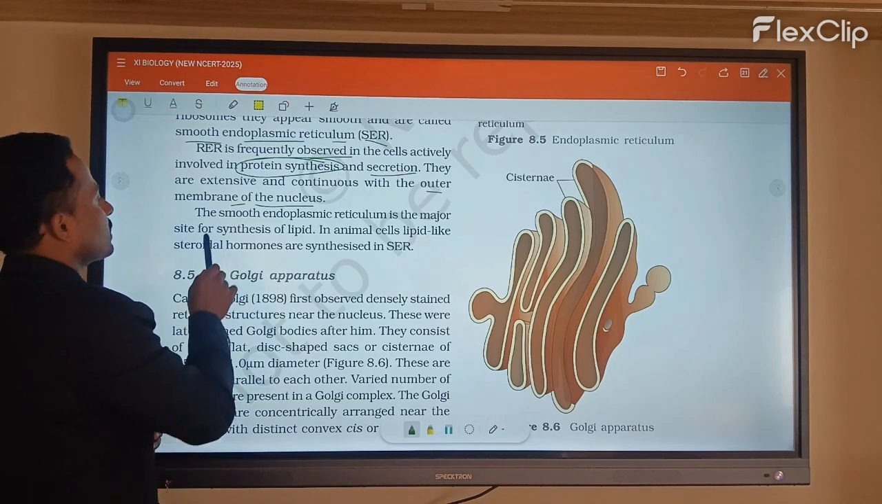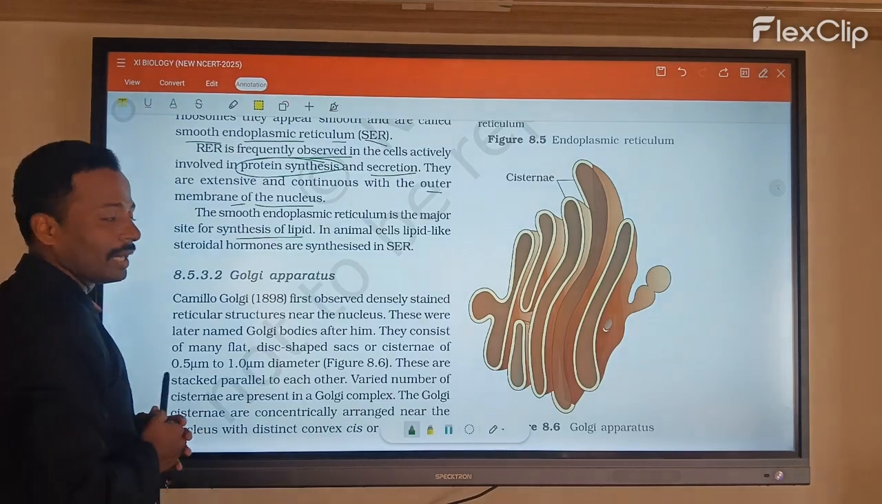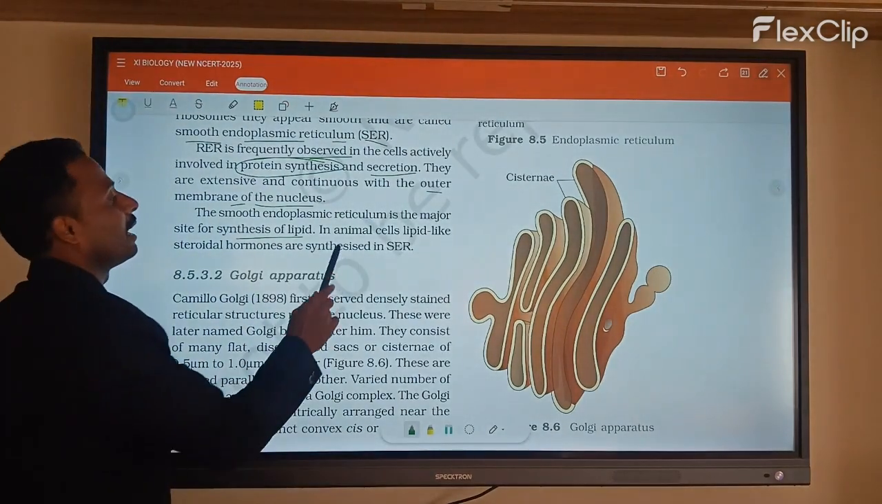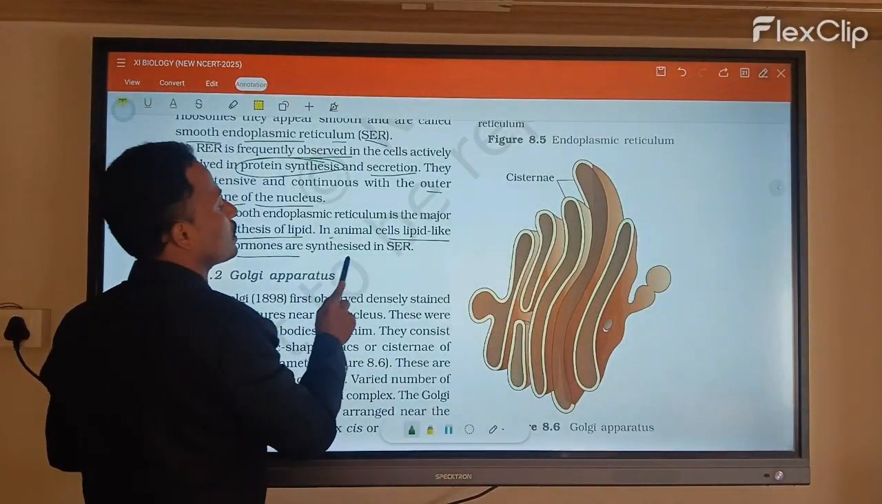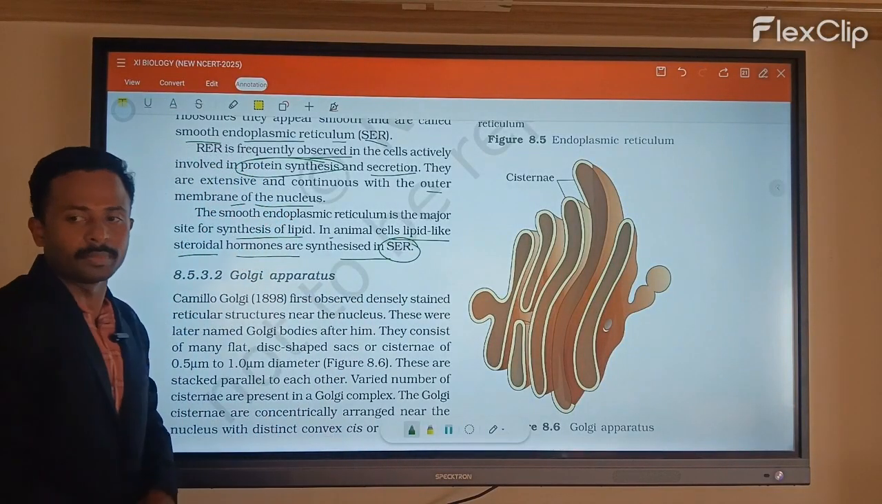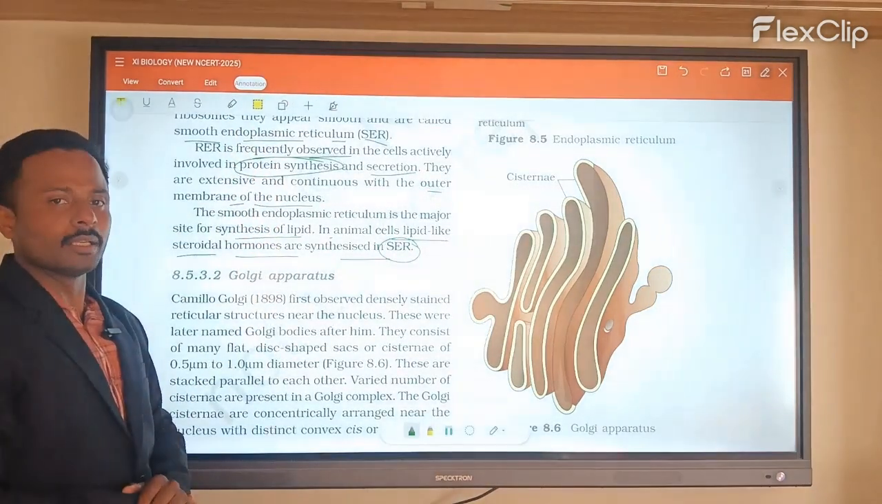Next, the smooth endoplasmic reticulum is the major site of the synthesis of lipids. In animal cells, lipids like steroidal hormones are also synthesized in the smooth endoplasmic reticulum. This is the endoplasmic reticulum.